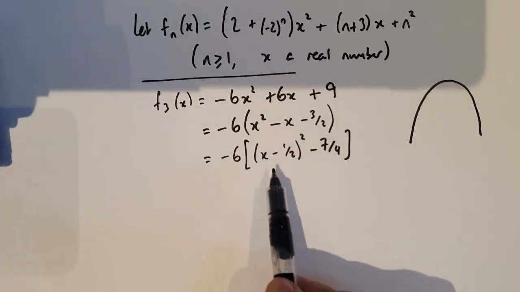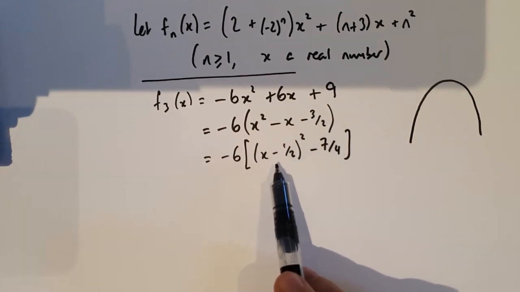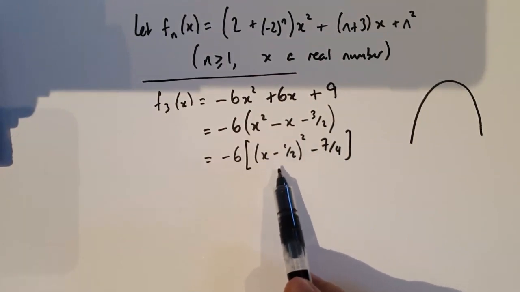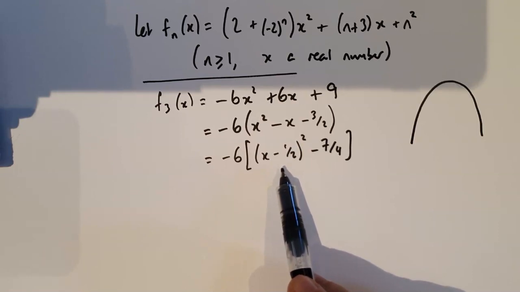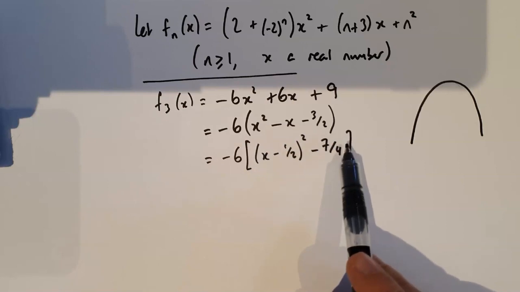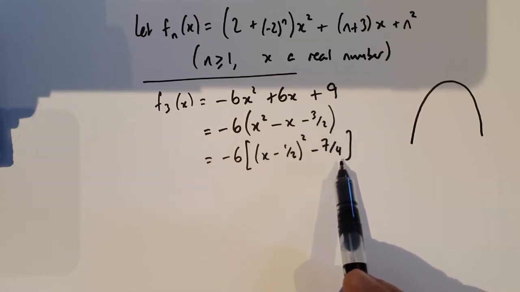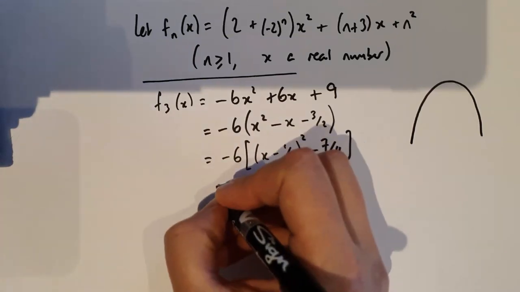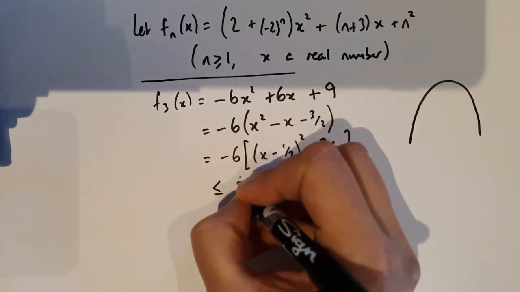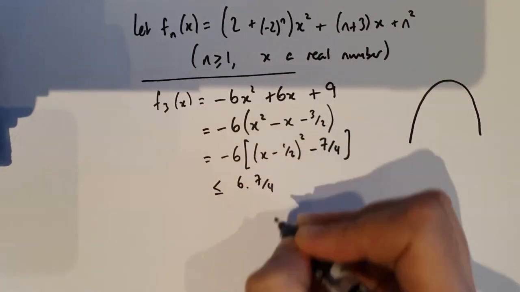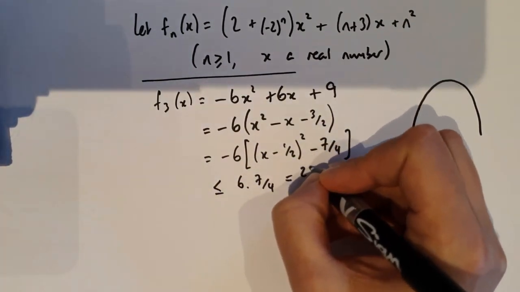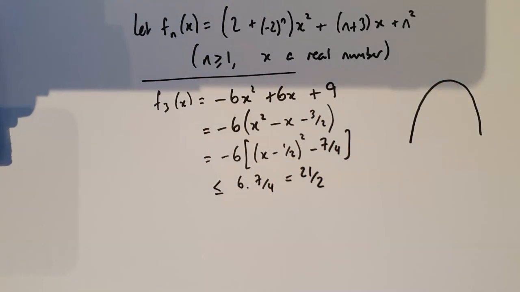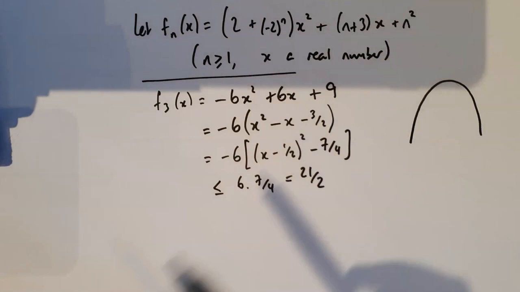And what's good about this is that we can think about inequalities. So we know that x minus a half all squared is always greater than or equal to 0, because the square of any real number is greater than or equal to 0. So the thing in square brackets is going to be greater than or equal to minus 7 over 4. So when we multiply by minus 6, remembering to think about the direction of the inequality here, this is going to be less than or equal to 6 times 7 over 4, which is 21 over 2. So that shows that the value of this function is always less than or equal to 21 over 2.